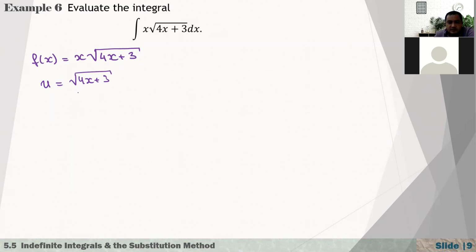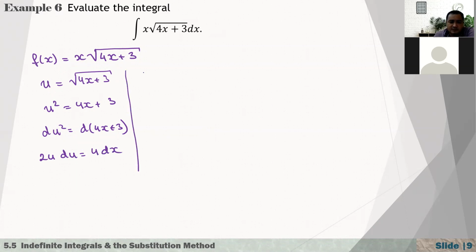Okay, so if you square both sides, here we have u squared equals 4x plus 3. Now from here, what is the differential of both sides? I can write d of u squared equals d of 4x plus 3. On the left-hand side, with respect to u, that is 2u du, and that's equal to 4 dx. That's one way. Let's see what happens here.